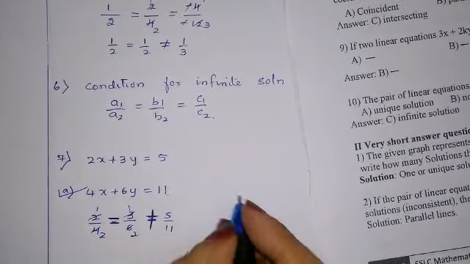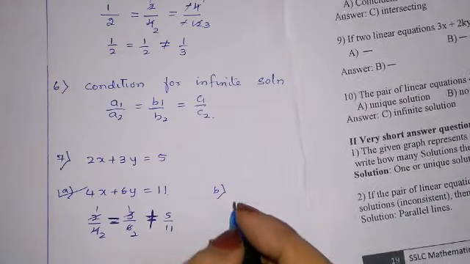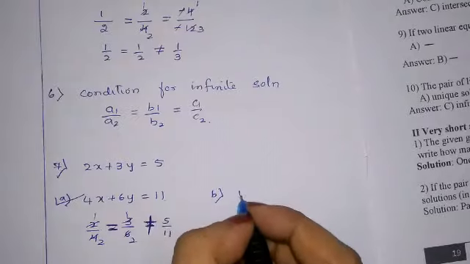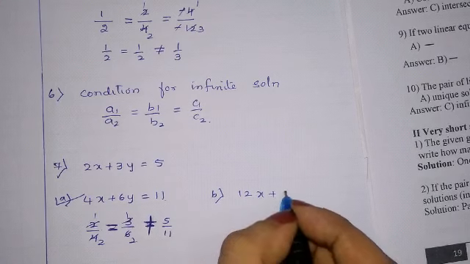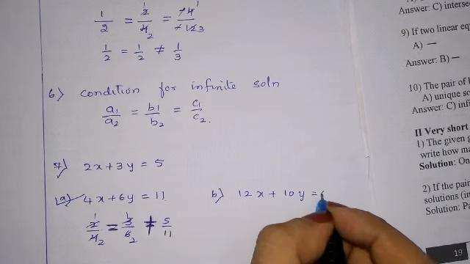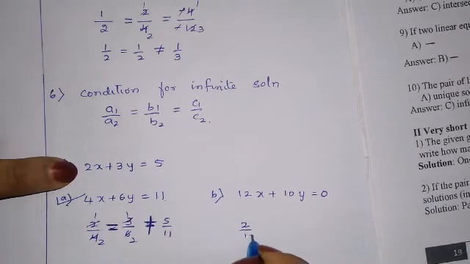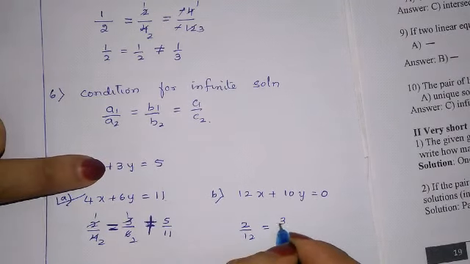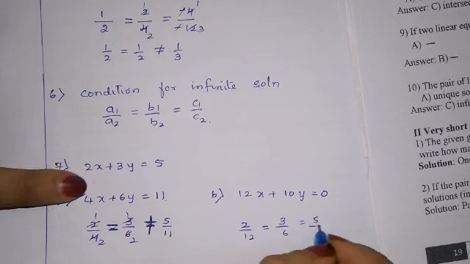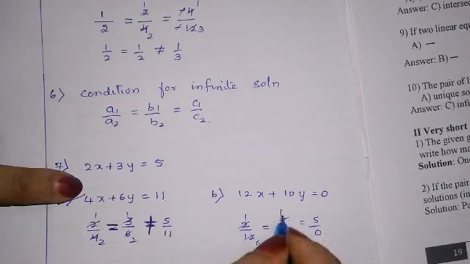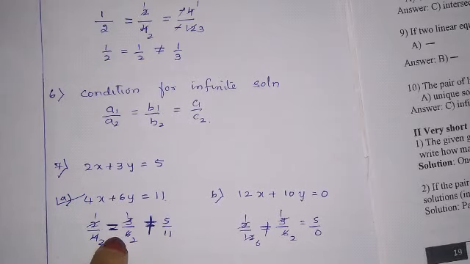So let us check the second option so that you can understand it well. The second option is 12x plus 10y is equal to 0. Now let us see with this. This is the given question. 2 by 12 is equal to 3 by 6 is equal to 5 by 0. 2 ones are 2, 2 sixes are 12, 3 ones are 3, 3 twos are 6. See, 1 by 6, 1 by 2, which is not equal. So this does not mean it does not intersect. So the correct answer is this. Okay.